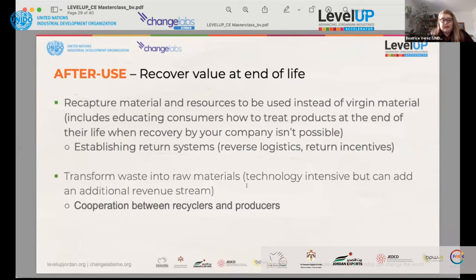And the idea, obviously, as I said before, is that there are many different places that you as a business can intervene. You can also be the company that transforms waste into raw materials. It is more technology intensive, but it is a revenue stream. So whether you are a company that traditionally does something else and want to add that particular operation as a revenue stream, that is possible, but it just requires quite a strong cooperation between recyclers and producers.